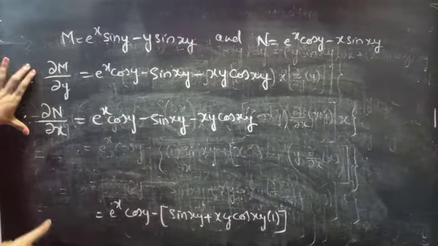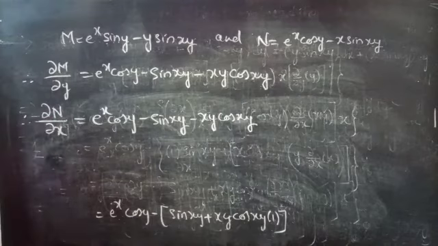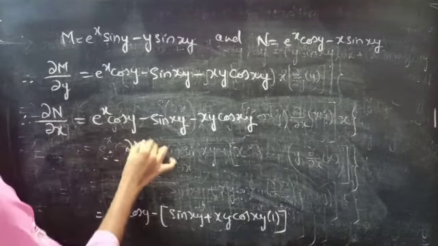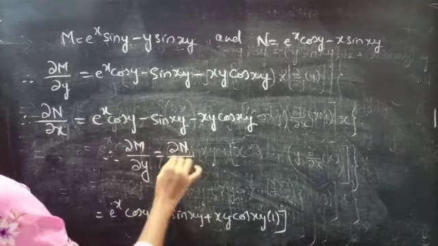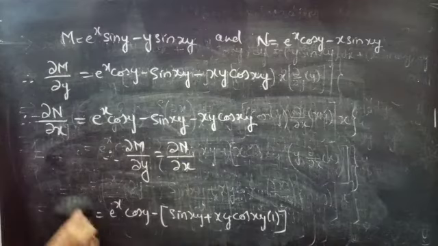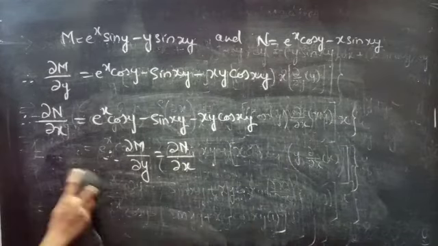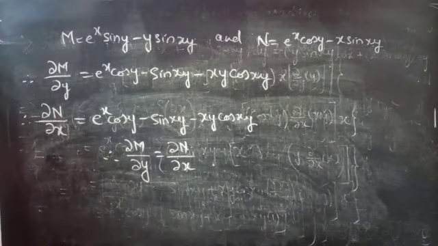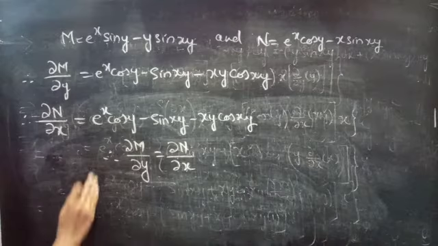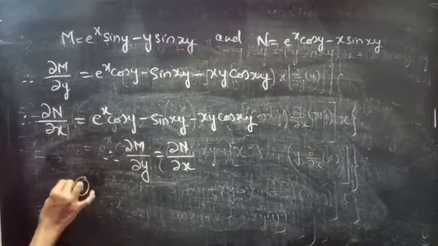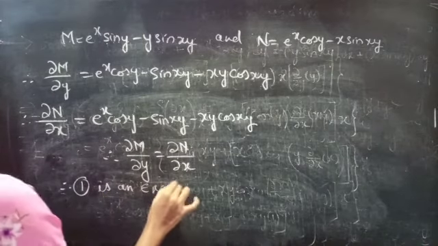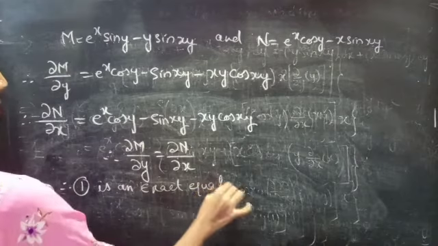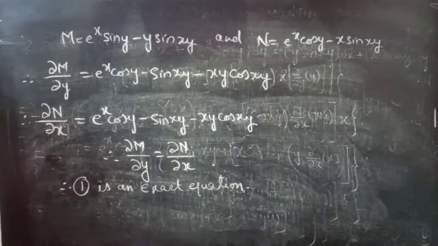So from this we can say that ∂M/∂y equals ∂N/∂x. Since ∂M/∂y equals ∂N/∂x, we can say that the given equation, or the reduced form of the given equation, is an exact equation. Consider that equation as 1. So therefore 1 is an exact equation.